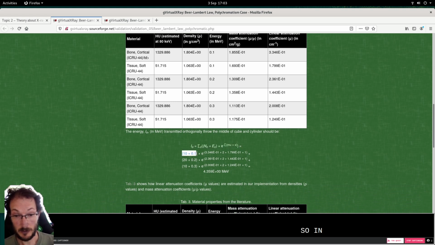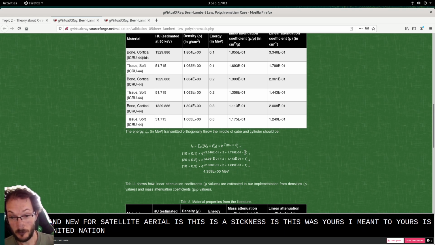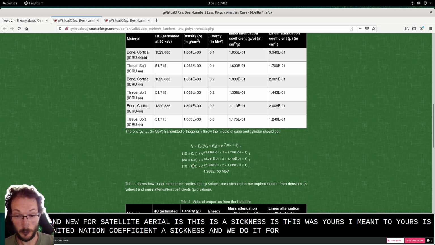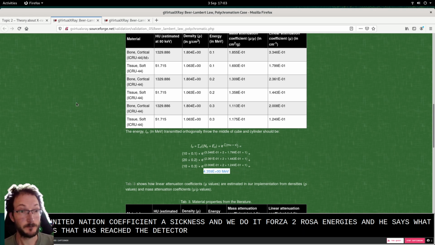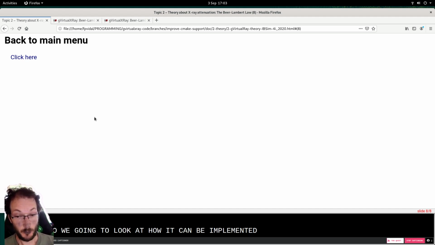So for the energy 100 keV we got 10 photons, and mu for that material is this, the thickness is this. For the other material this is the linear attenuation coefficient, the thickness, and we do it for the two other energies, and this is the energy that has reached the detector. Now we're going to look at how it can be implemented using OpenGL.